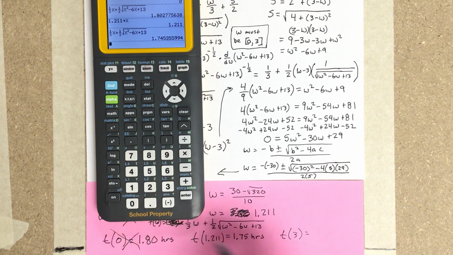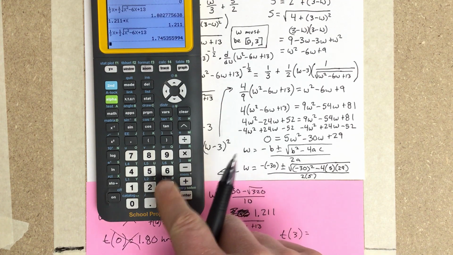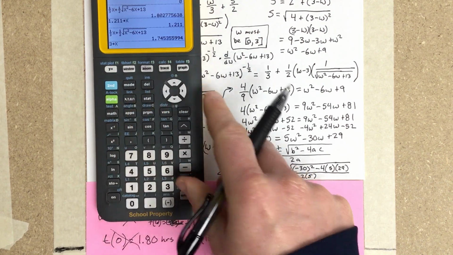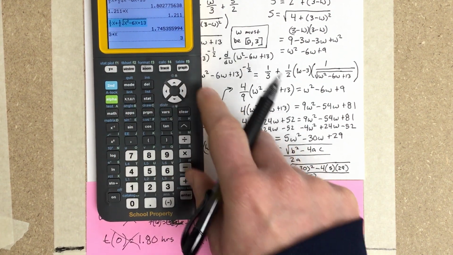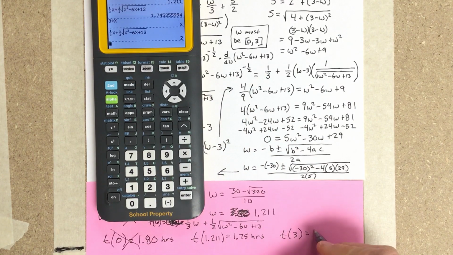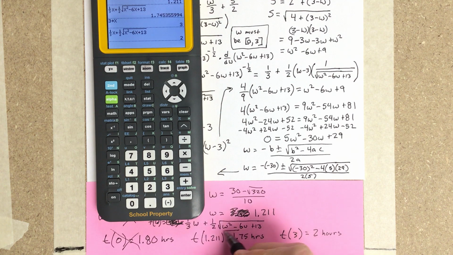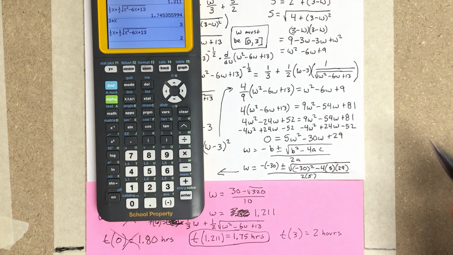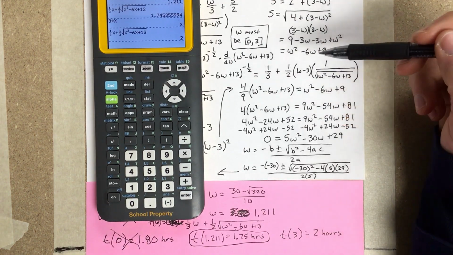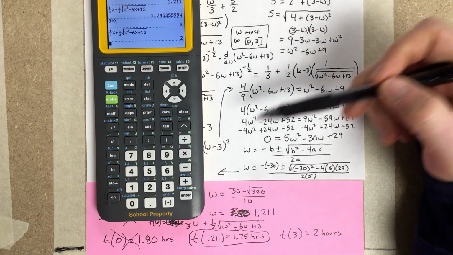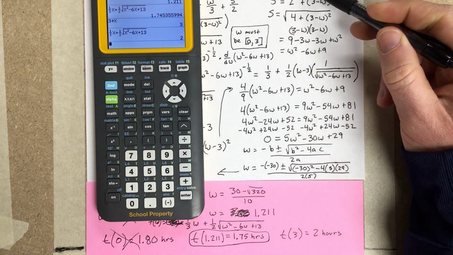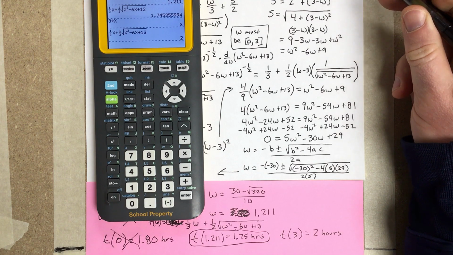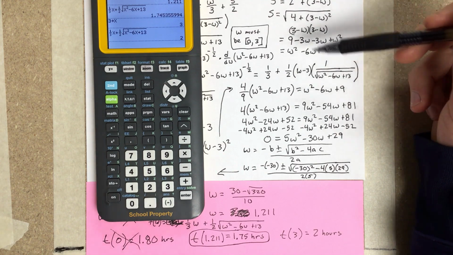So T of 0 can't be the minimal. Then let's do T of 3. We're going to plug in 3, store as X. That's 2 hours. So 1.211 gives the minimum time. This is the minimum time that it would take us to walk a distance w. What was w? w was 1.211. So we'd walk 1.211 kilometers here, and then we'd start to swim straight to the island up above.